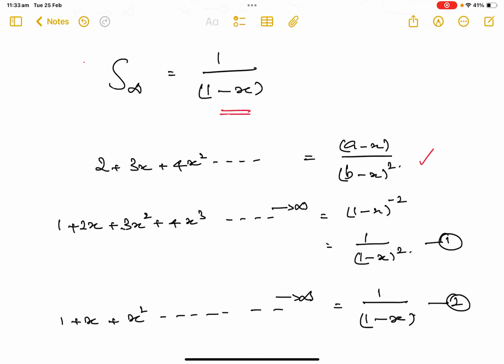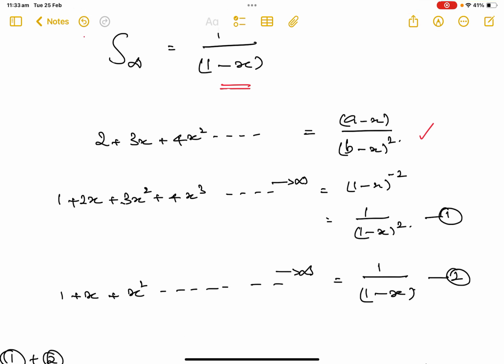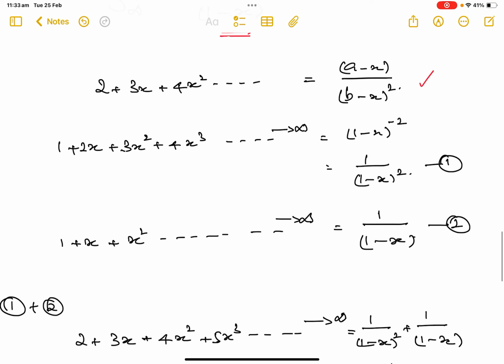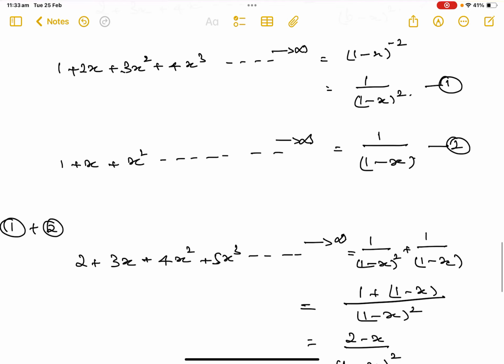We know 1 plus 2x plus 3x squared plus 4x cubed, to infinity, is 1 minus x to the power of minus 2. This is from the first part of the question. That is 1 over 1 minus x squared. Then 1 plus x plus x squared, to infinity, which we have proven, is 1 over 1 minus x.